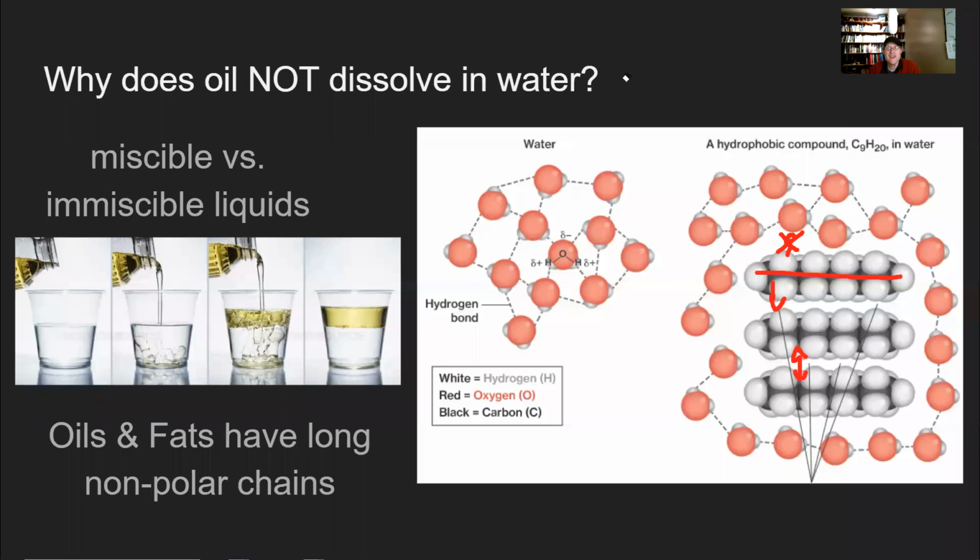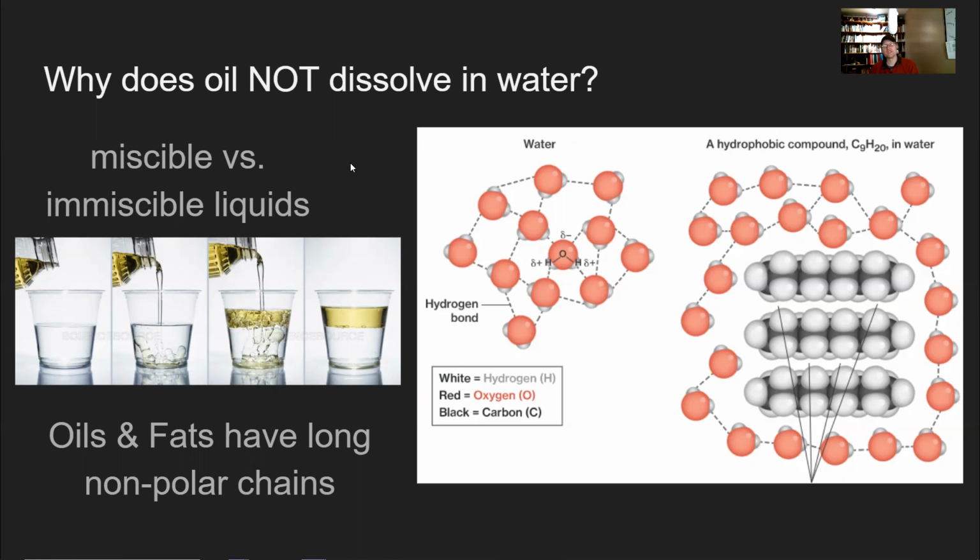So when you have non-polar molecules and polar molecules together, they will not be attracted to each other. There is a common phrase that you may have heard before: like dissolves like. So polar will dissolve in polar, non-polar will dissolve in non-polar. So in this particular case of water being combined with oil, the oil and fats have long non-polar chains, and when they are poured together, they don't combine because there's no molecular attraction, or very little molecular attraction, between them.